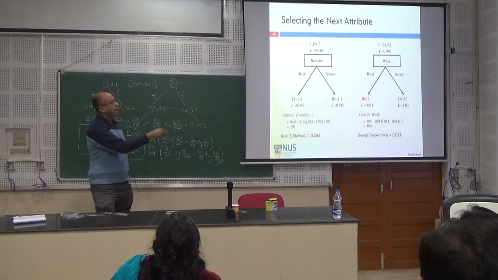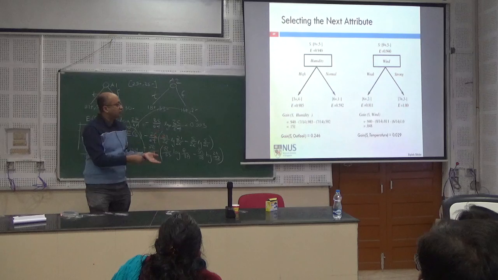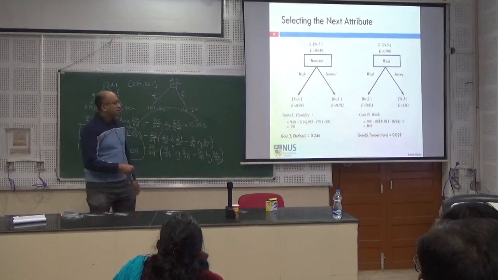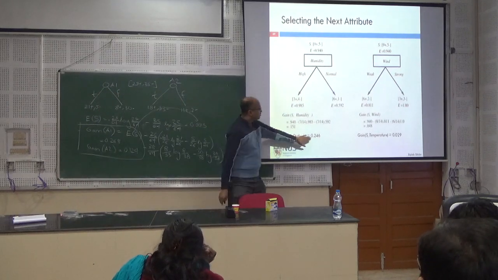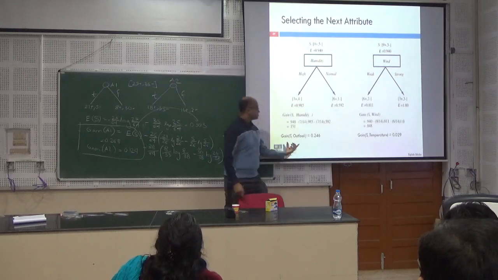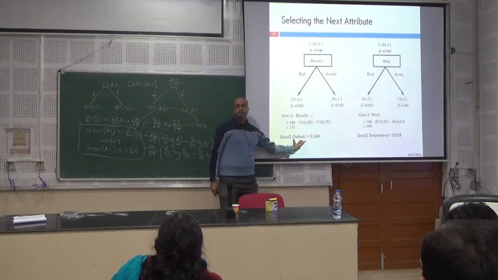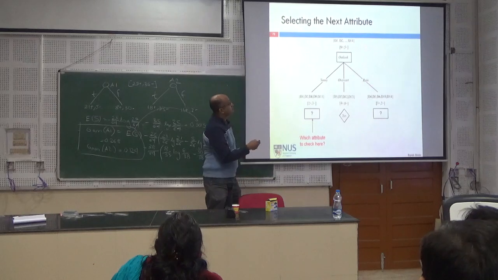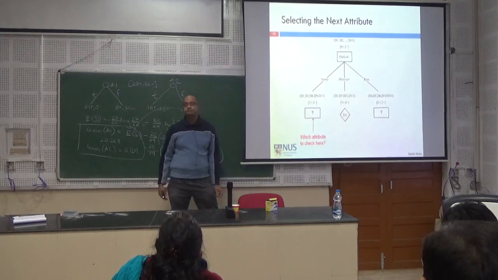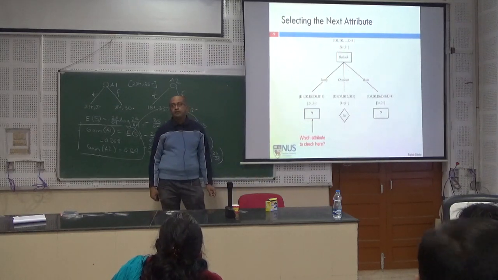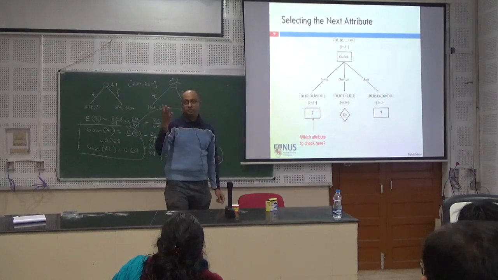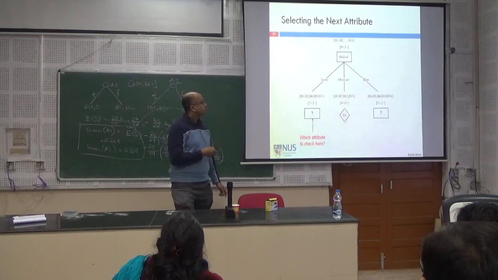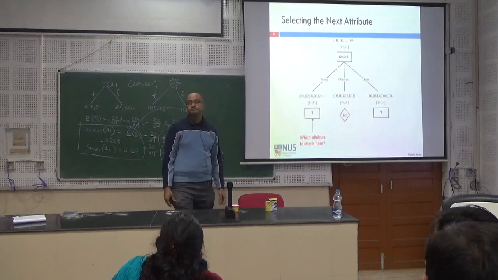I just drew 2 of these, but you would have 1 for outlook, 1 for temperature. And now you have 4 gains: 0.15, 0.24, this and this. It's obvious that outlook has the biggest gain. So what I'll do is, my root would be outlook. And if root is outlook, I have 3 possibilities as values. So I have 3 branches here.